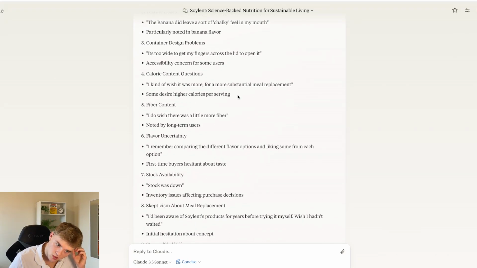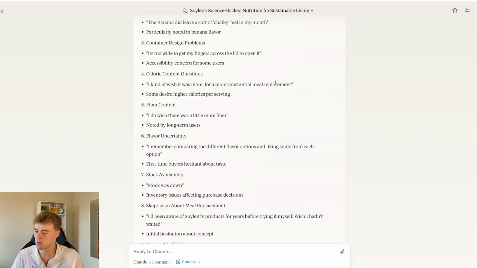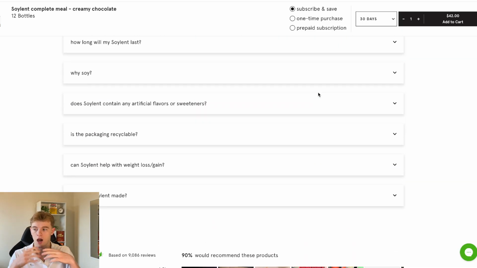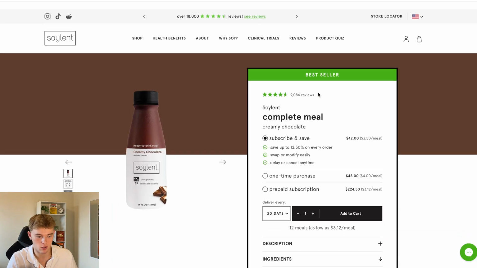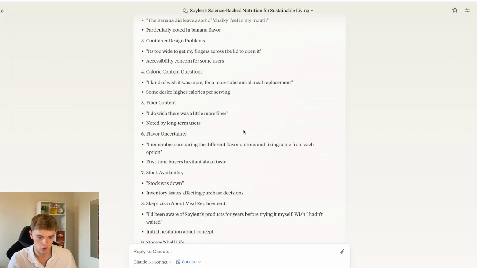Caloric content questions: I kind of wish it was more for a substantial meal replacement. So that's an objection that people might have, or a question that people might need to be educated on, like how much do they actually need to drink in order to get this many calories? And even though you might think that answer would be obvious by just looking at some of the product pages, someone that's just eyeing up your brand and doesn't really care that much about it might need an email that specifically addresses that. So that's another good example.